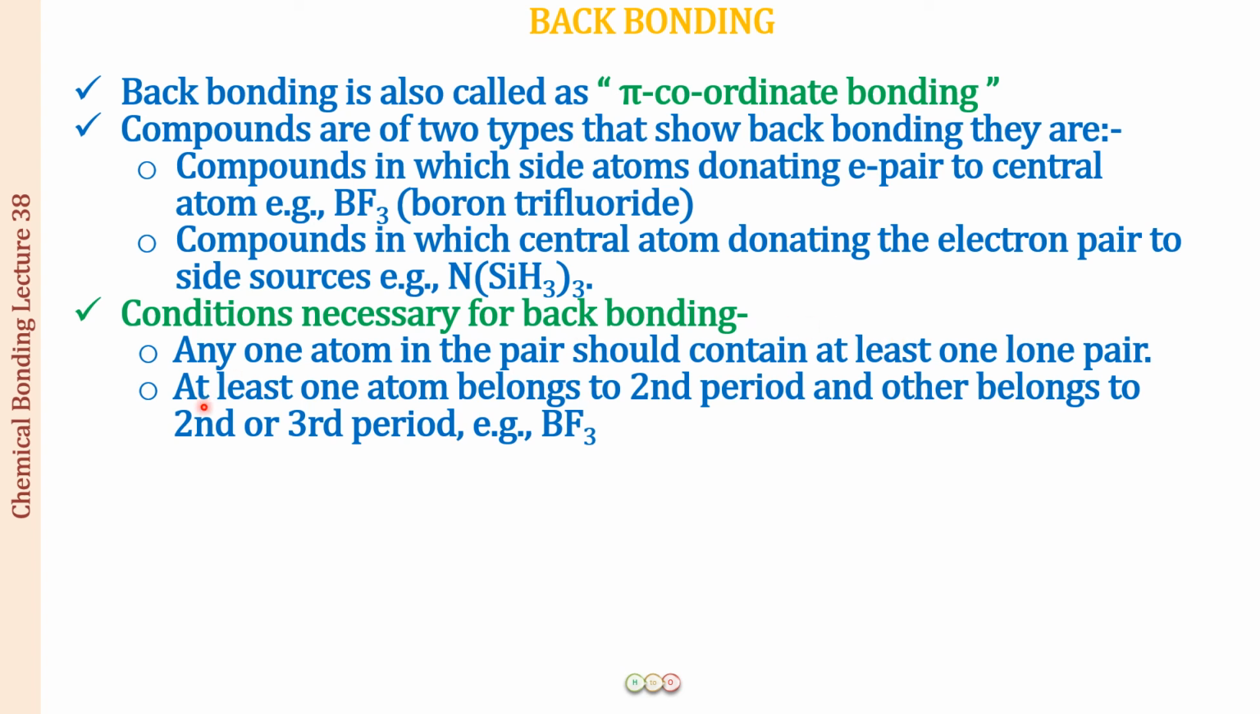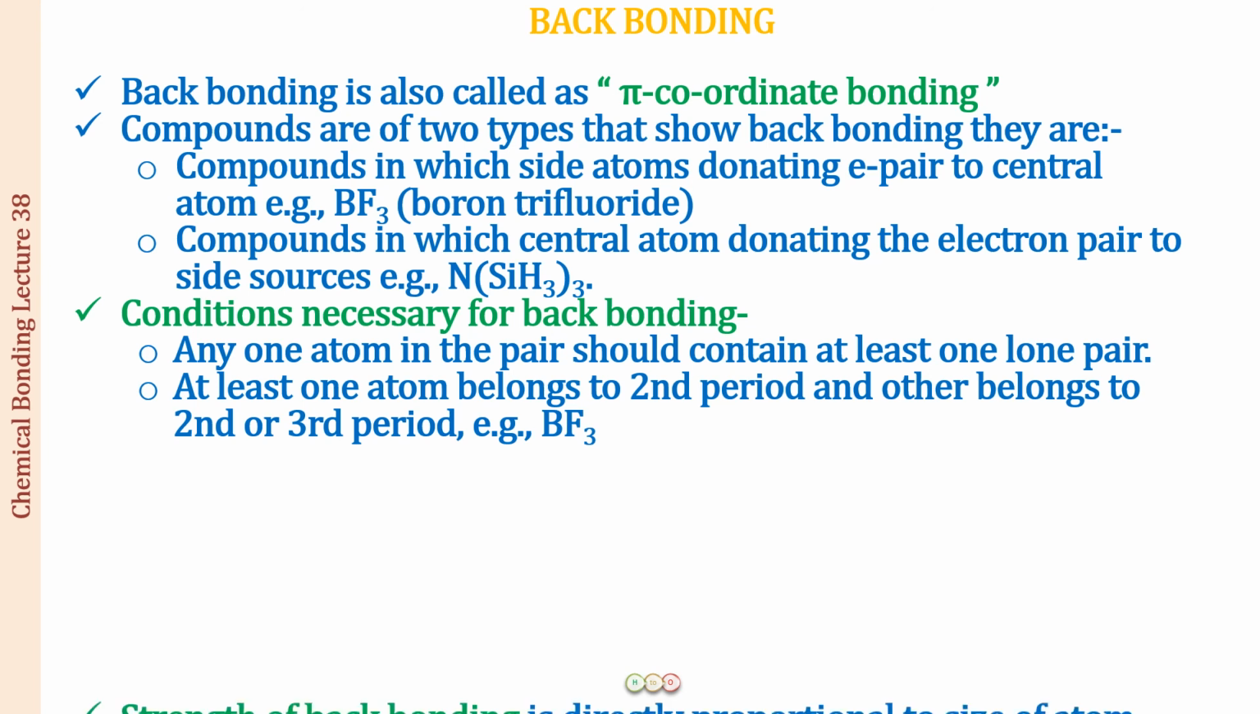And the second criterion, please do remember this, is going to be very important: at least one of the atoms belongs to the second period and the other belongs to the second or the third period. For example, in BF3, both of the atoms, boron and fluorine, are second period elements. But in the case of trisilylamine, we have nitrogen of the second period and silicon of the third period. So do remember this criterion while you are choosing which of the molecules are going to show back bonding.